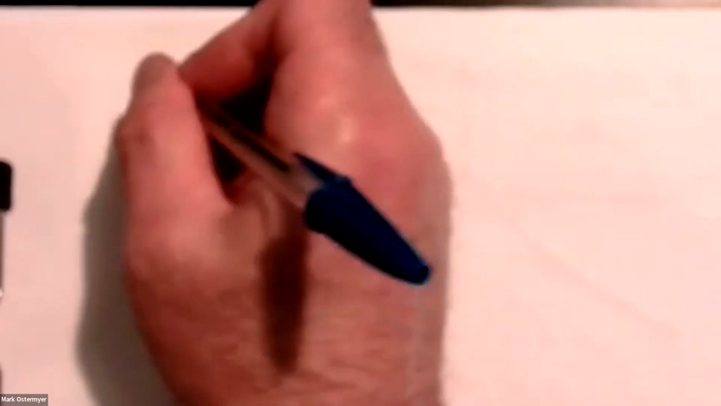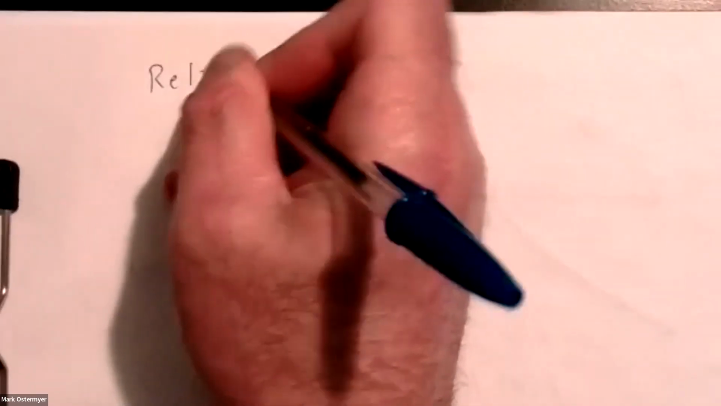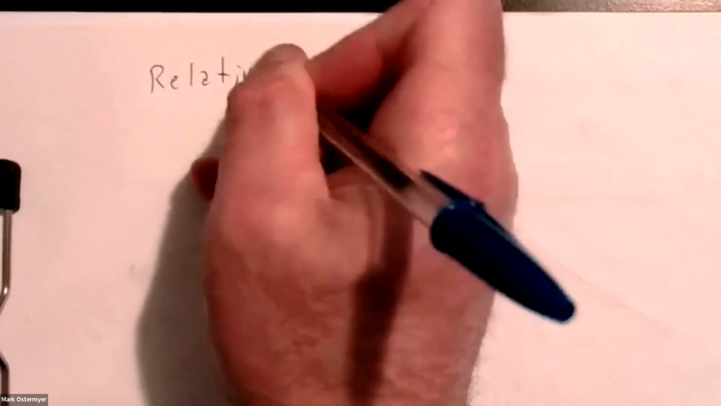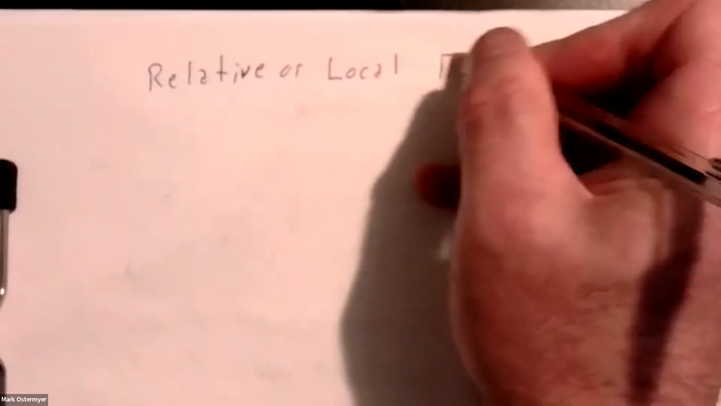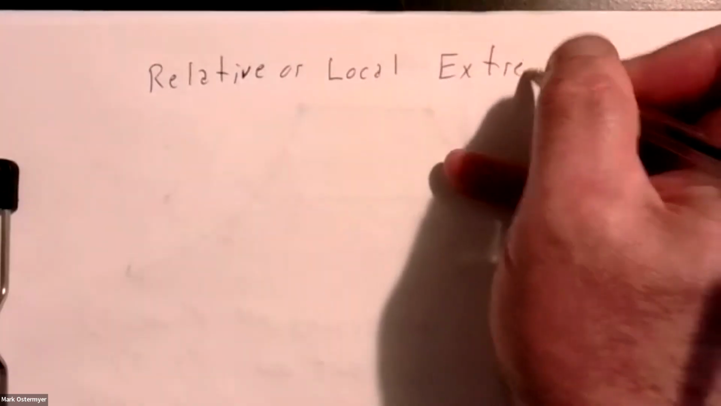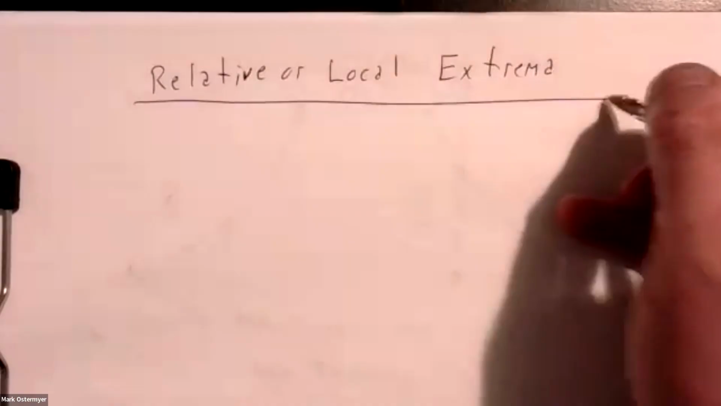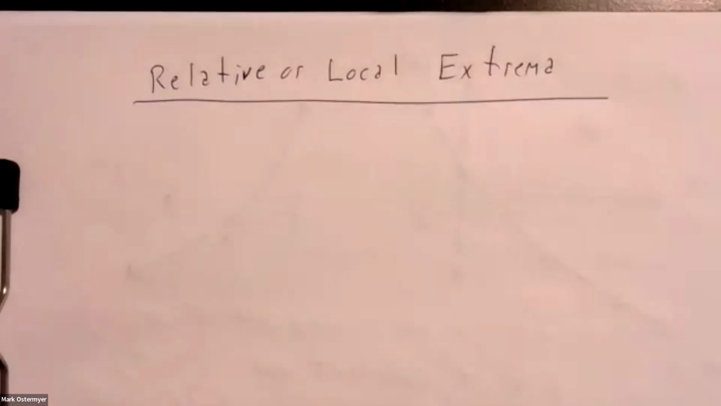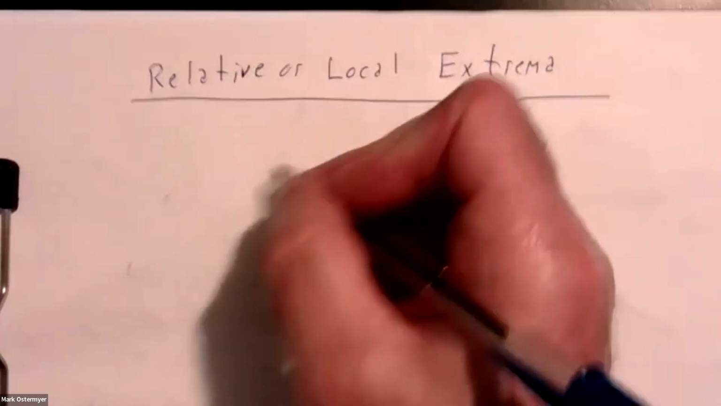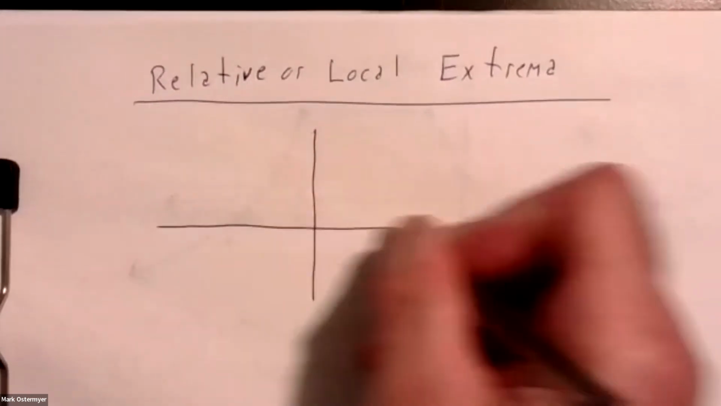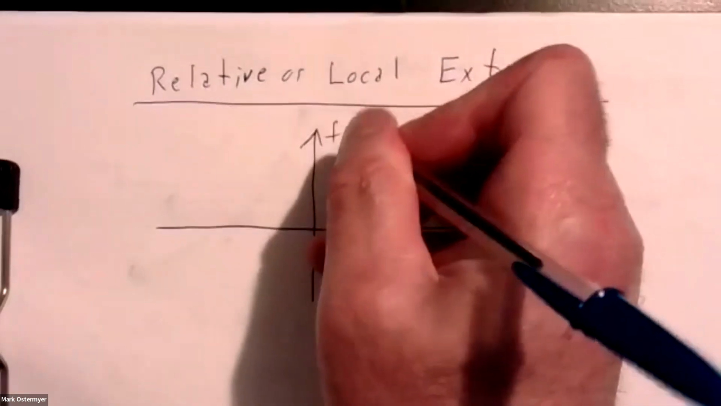All right, the next thing that we're going to look at is what is called relative, or sometimes some textbooks refer to it as local, extrema of a graph. All right. Suppose I graph a function and it looks like this.